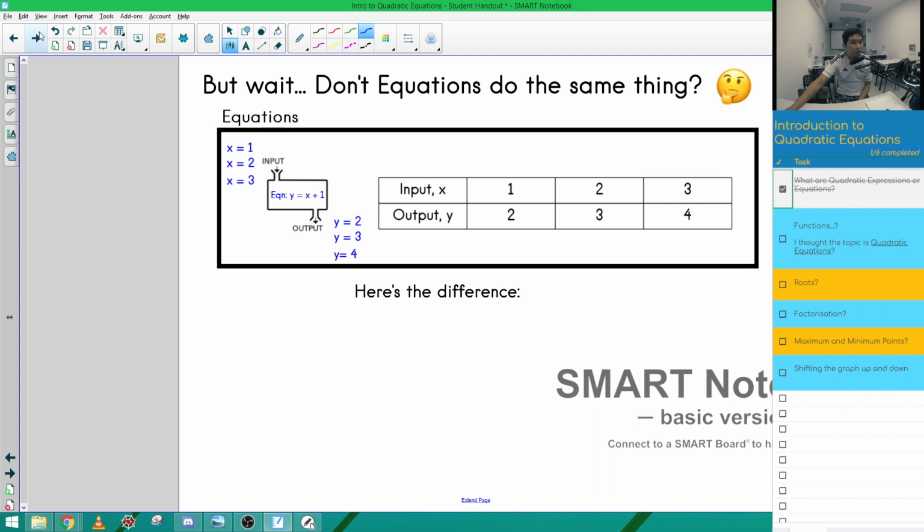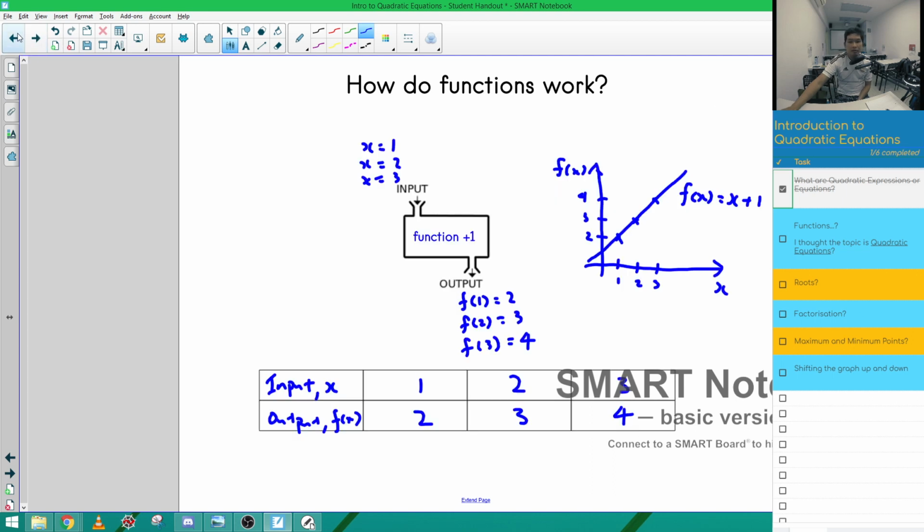Right? So let me just go back to the previous slide very quickly. You don't have to do this on your notes. I just want to show this. What if I replace f of x with y? Let me just replace all of it with y. Isn't that the same as an equation? I can just say that y equals x plus 1. So what is the difference between functions and equations?